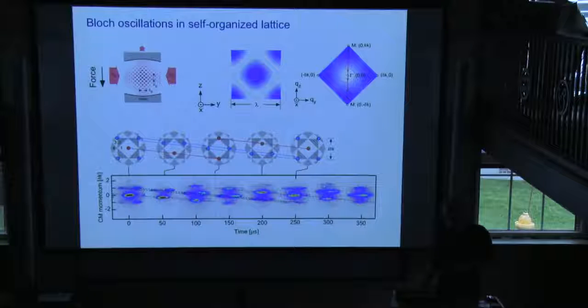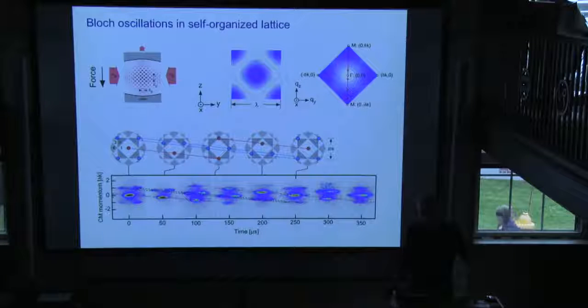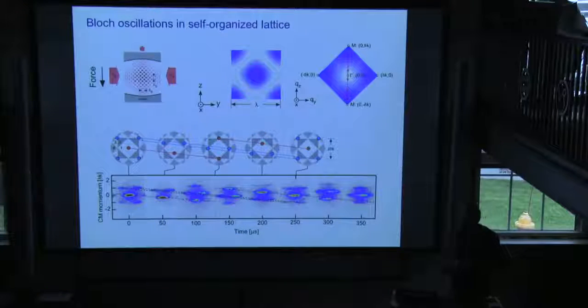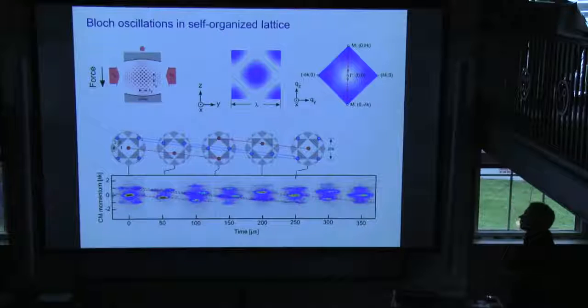Very briefly, I want to show you that in the self-organized lattice, you can look at Bloch oscillations. Since we had been looking at Bloch oscillations in the axially coupled lattice, it's not too far-fetched to see whether this can be done in a self-organized lattice as well. And this just shows you, yes, it can be done, but there's a lot of decoherence and heating, unfortunately, if we do that in the self-organized lattice.